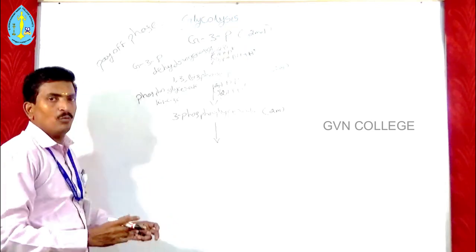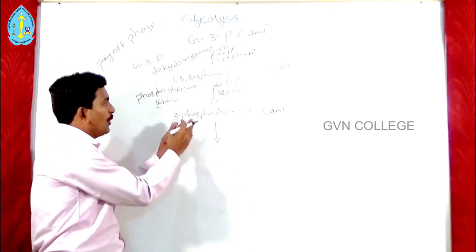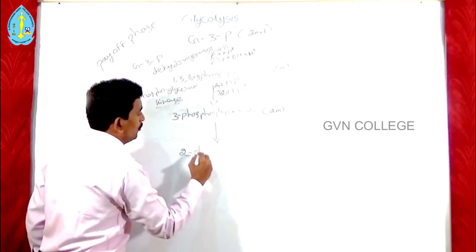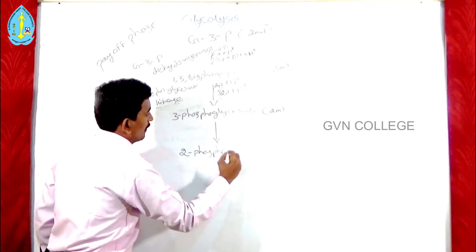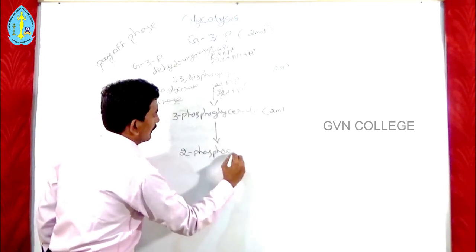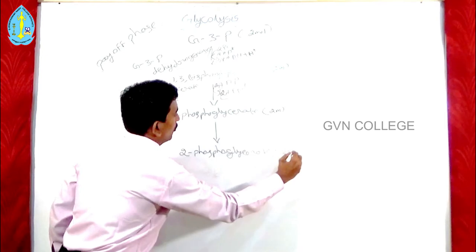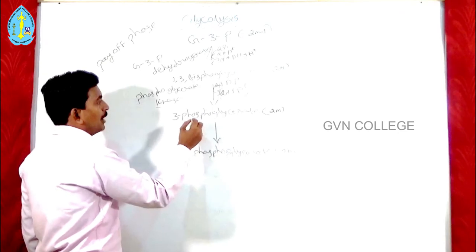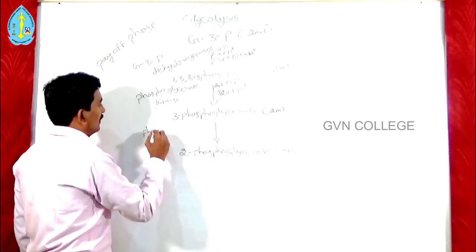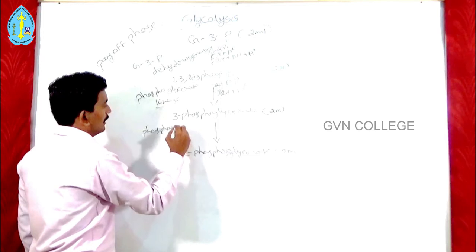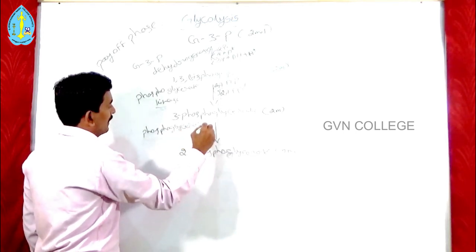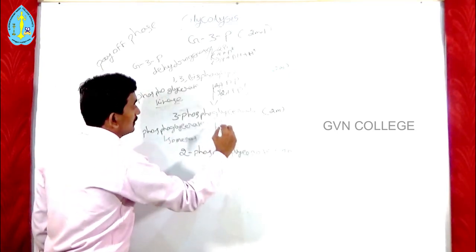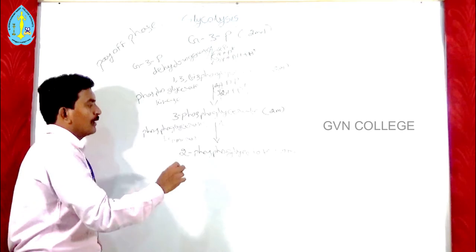Now, here one isomerase enzyme is involved. The 3-phosphoglycerate becomes 2-phosphoglycerate. It's two molecules. For this conversion, the isomerase enzyme, the phosphoglycerate isomerase, is used. This process is also reversible.